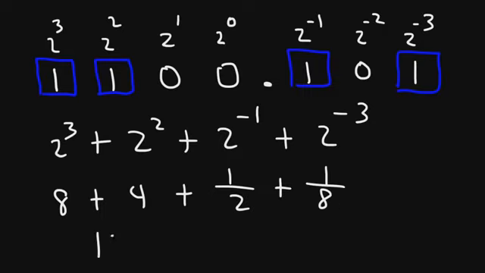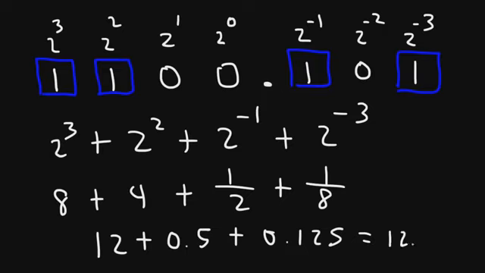And so 8 plus 4 is 12, and then we have 1/2 plus 1 over 8. 1 over 2, if you type that in your calculator, that's 0.5. And 1 over 8, 1 divided by 8 is 0.125. So adding up these three numbers will give us this answer, 12.625. And so that's how we can convert a fractional binary number into a decimal number. Now earlier we said that 2 to the fourth is 16. So 2 to the negative 4 is going to be 1 over 16.